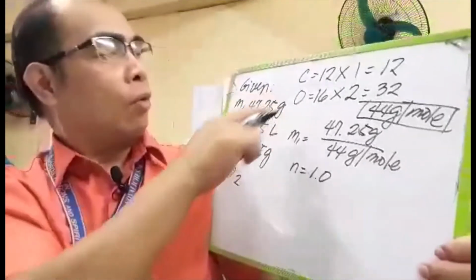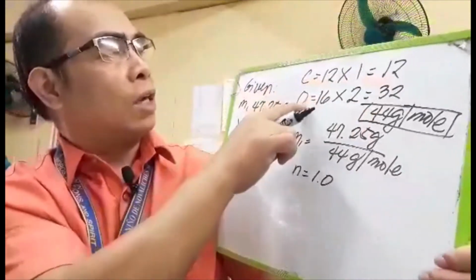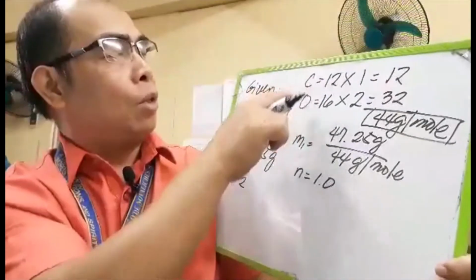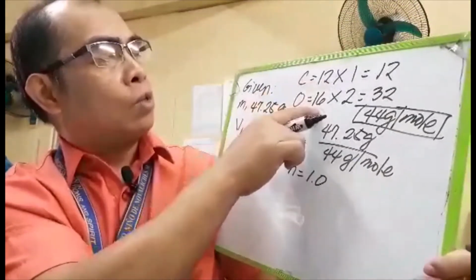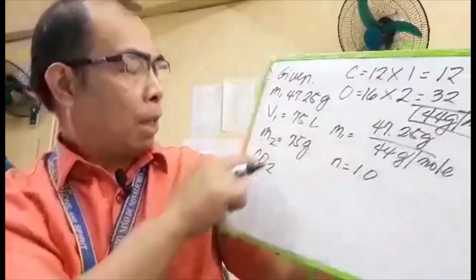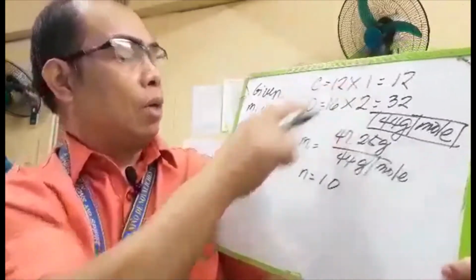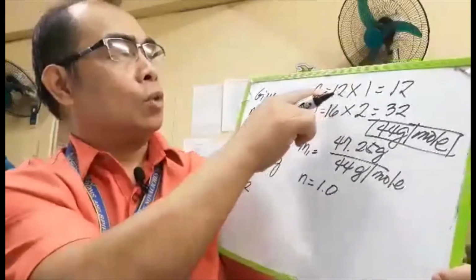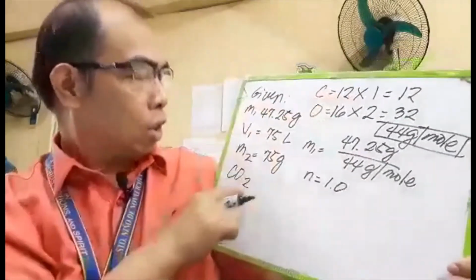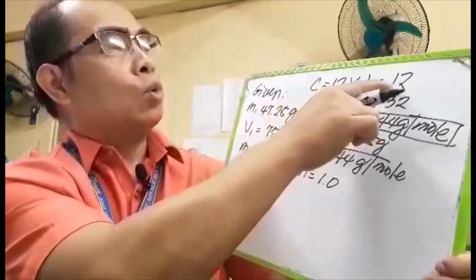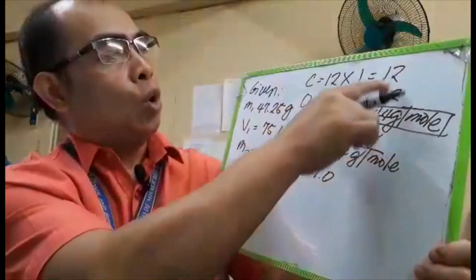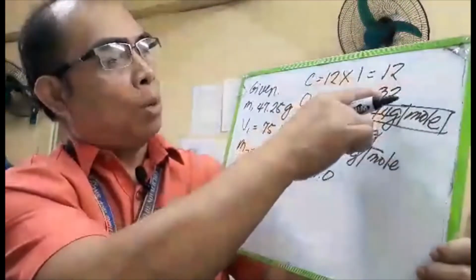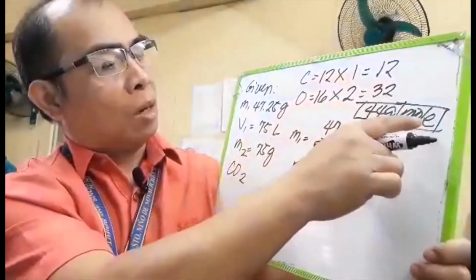So first, we're going to look for the molar mass of the substance. So we have carbon and oxygen. We have the atomic mass of carbon is 12. Atomic mass of oxygen is 16. Multiplied by their atomic number or their number of atoms. So carbon is 1, oxygen is 2. So 12 times 1, that is 12. 16 times 2, that is 32. So you have to add 32 plus 12, that is 44 grams per mole.